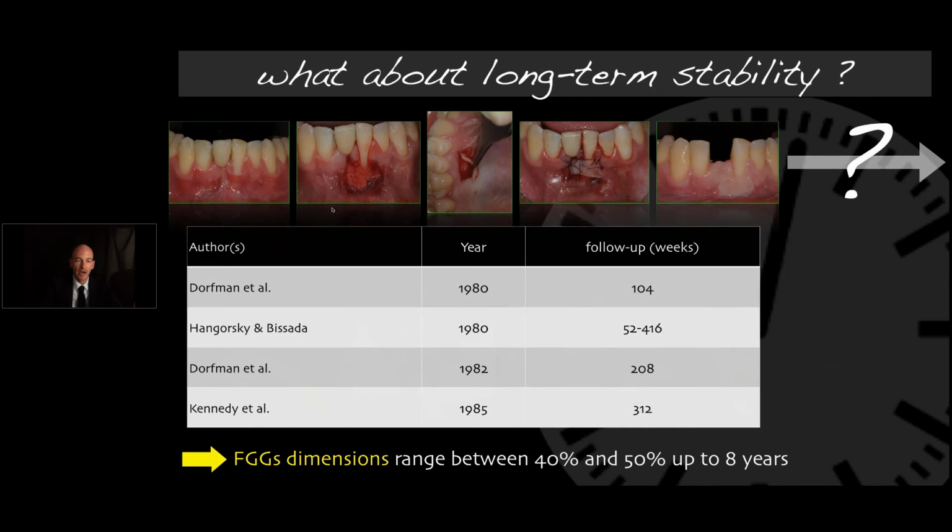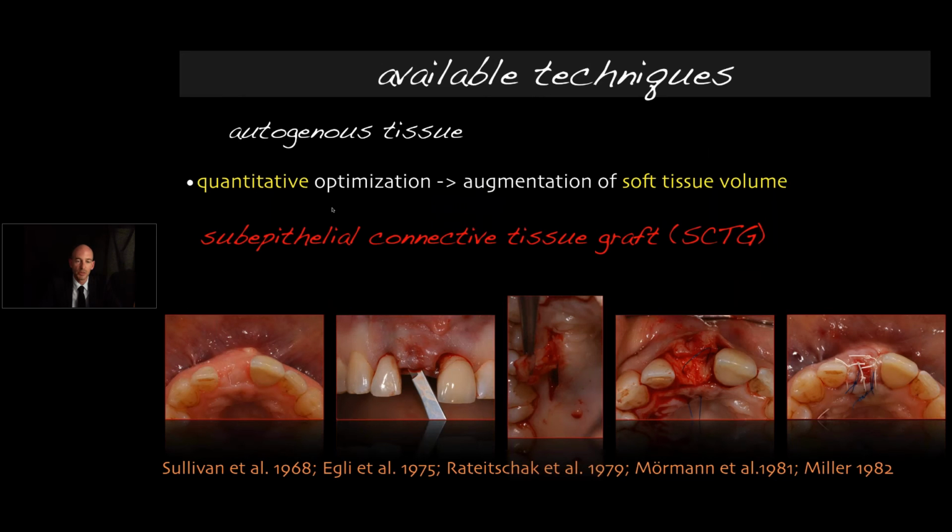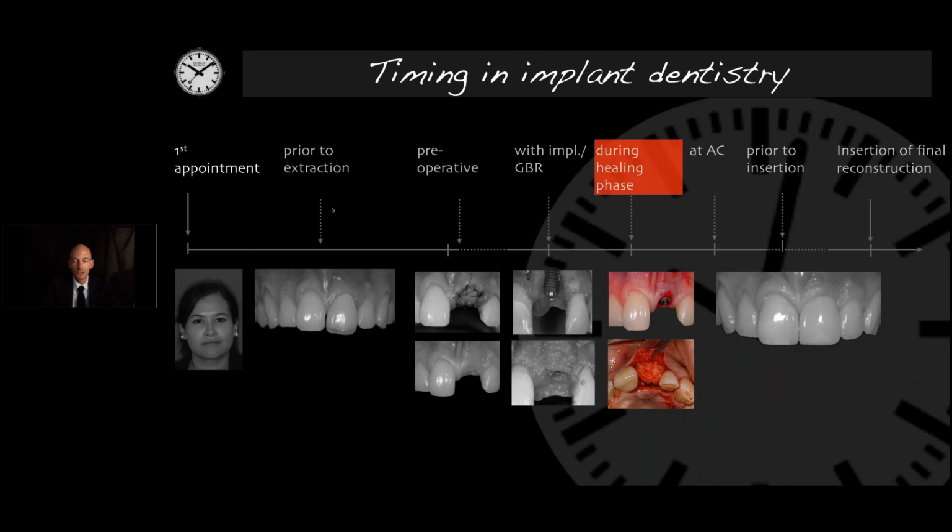Second option that we have, again, we can use autogenous tissue, but this time we're going to augment the soft tissue volume. And for that purpose, we'd use a connective tissue graft. Clinically, looking at the timeline in implant dentistry, this is usually performed during the healing phase of implant placement. So which means we place our dental implants, maybe do some GBR, we have a further healing phase, and during this healing phase, we will do our soft tissue volume augmentation.